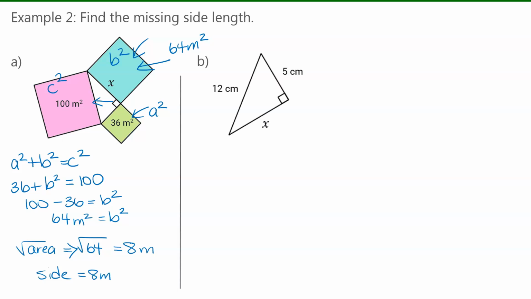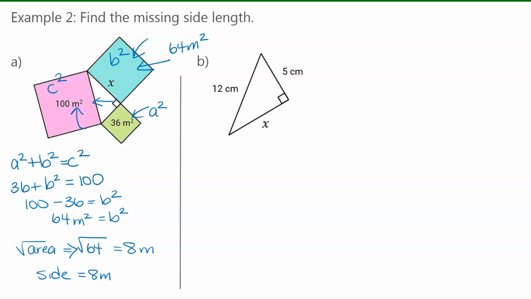So the side of the square is 8 meters. Example B. So they're giving me a triangle here, and they're giving me the side lengths of this triangle. They're not telling me the areas. In the other diagram, we knew that we had areas because number one, the diagram was drawn that way, and secondly, they're showing us the units squared. So this meter squared indicates that the area was given. Over here, it's just 12 centimeters, so that's not area. So I actually have to square these measures first.